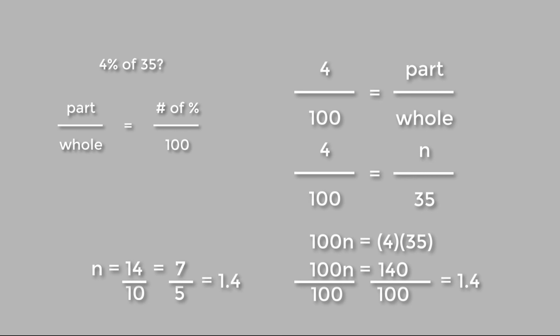Either way, 4% of 35 is 1.4, and we got there by using the percent proportion and cross multiplying.